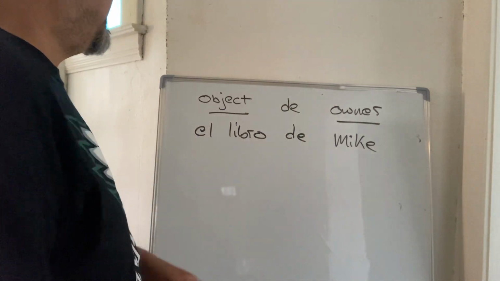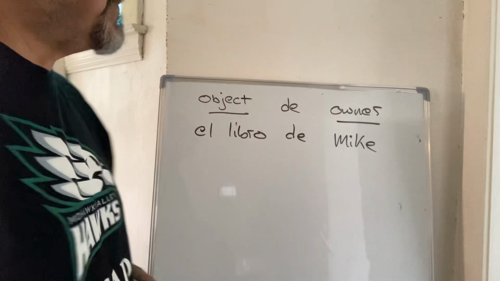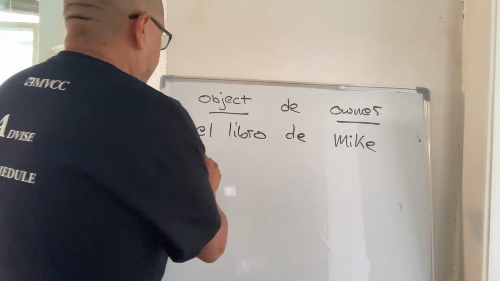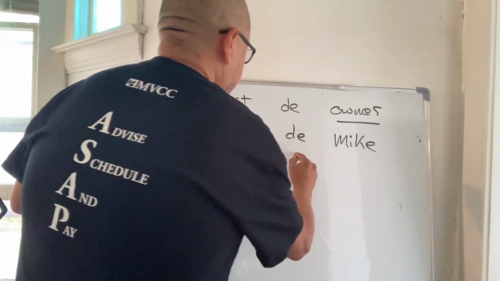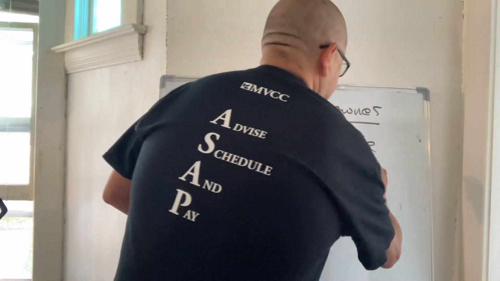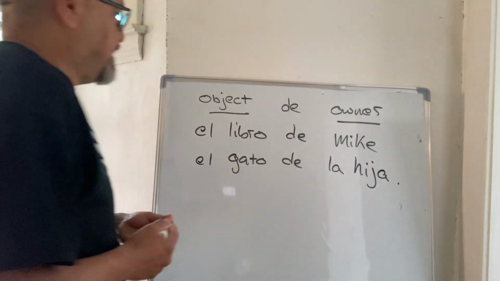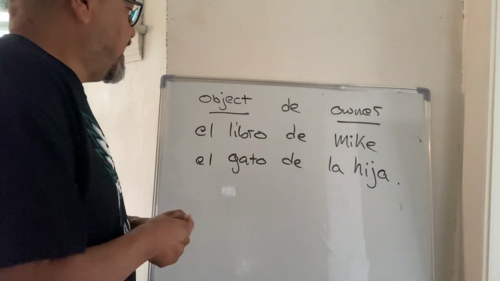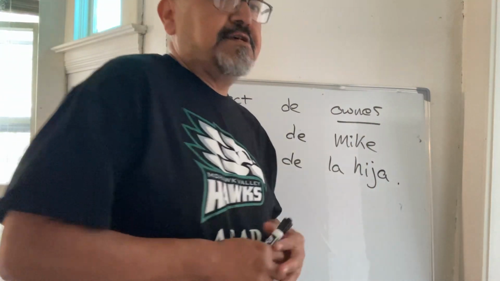Now, it doesn't always have to be a proper noun. You don't always have to have a name there, okay? For example, I can say something like, el gato de la hija. Okay? Now, these are vocabulary words that you should be familiar with. So, gato means cat, hija means daughter, okay?